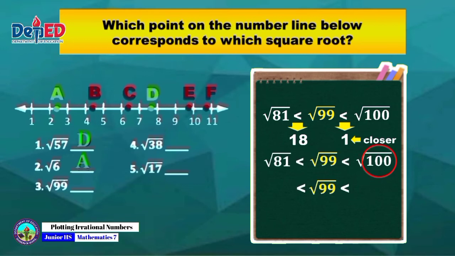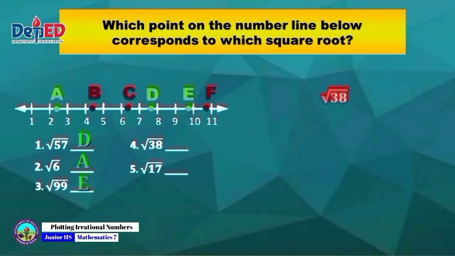The square root of 81 is equal to 9, and the square root of 100 is equal to 10. Since the square root of 99 is closer to 10, the point must be closer to 10. Locate 9 and 10 on the number line. So, the answer is letter E.